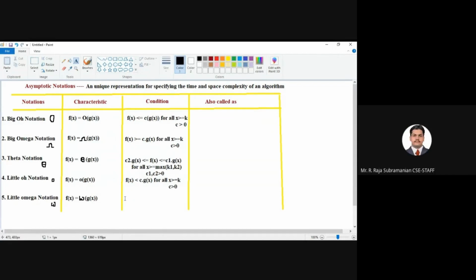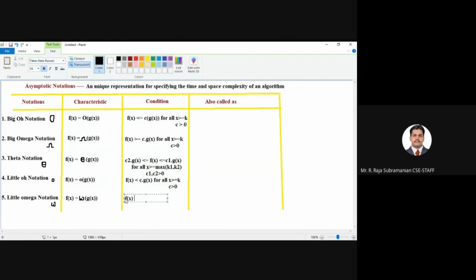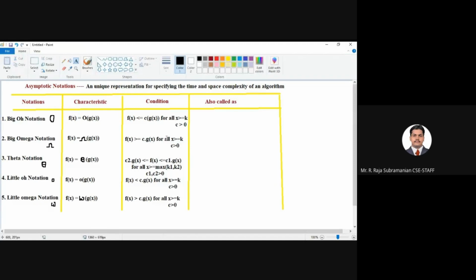Okay. f of x greater than c times g of x for all x greater than or equal to k and c greater than 0. Yes, we finish the 16 mark question. But you don't write like this, you write with the definition.